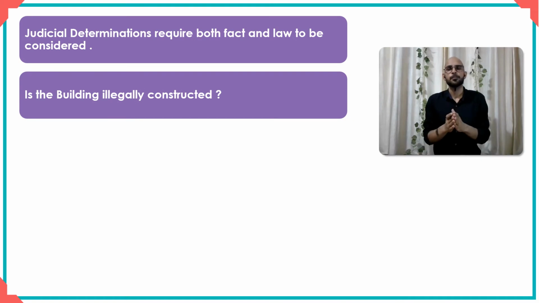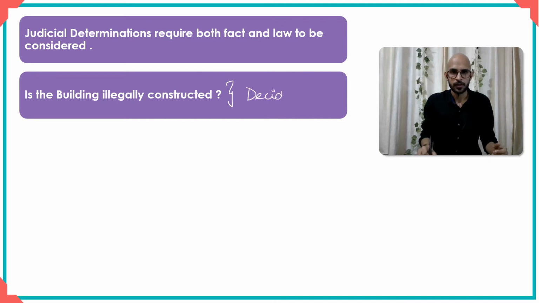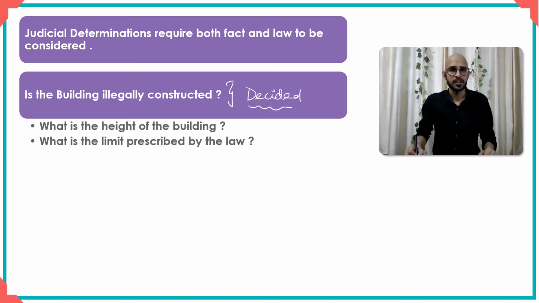Let us say there's a dispute before the court, and this is what has to be decided. Obviously, the court has to determine whether a certain structure that is constructed in a certain place is legal or illegal. Now, in order to decide this, it has to answer two questions. The first question is, what is the height of this building? The second, what is the maximum height that has been prescribed by the law?